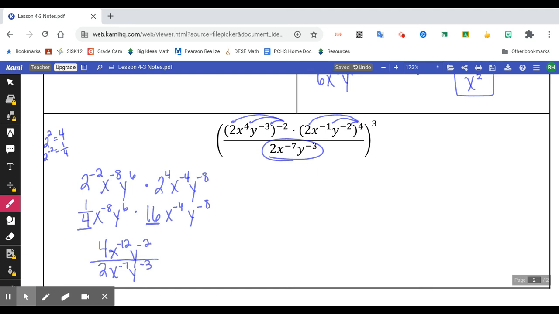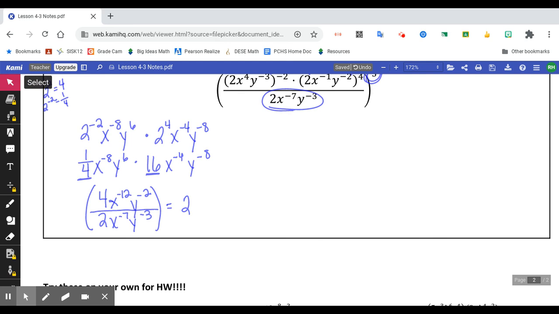Okay, now this 3 out here still has to be distributed, but I'm going to go ahead and simplify this one down here because it can be easily with the coefficients. So I'm going to divide and subtract now before I distribute. So 4 over 2 gives me 2. Negative 12 minus negative 7. So I'm just going to write that out for you again so you can see it. Negative 12. So this would be x to the negative 12 minus negative 7. So it's like negative 12 plus 7, which gives me x to the negative fifth.